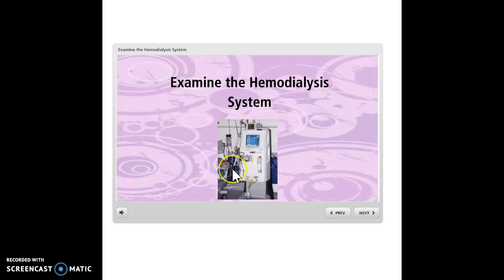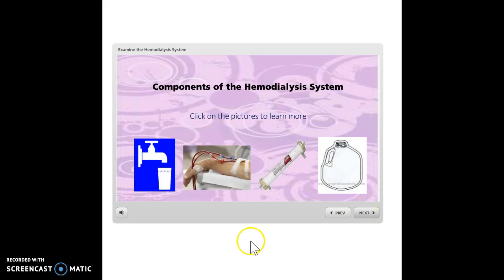These lines are hooked up to the patient. There's going to be an arterial line that's going to take the dirty blood from the patient, and then also a blue venous line that's going to push the clean blood back to the patient. The dialyzer's right here, you can hardly see it, but that's going to be the artificial kidney, and we'll talk more about that.